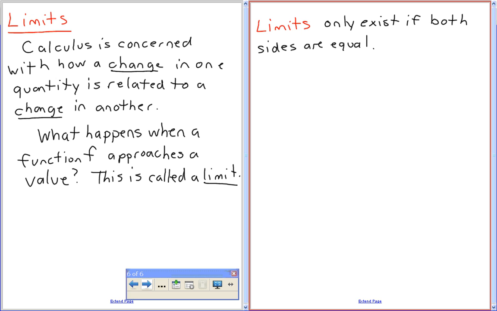We're going to say many limits can be evaluated by inspection. This is boring.